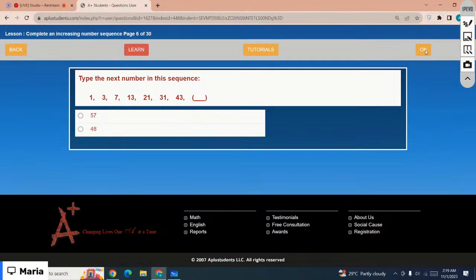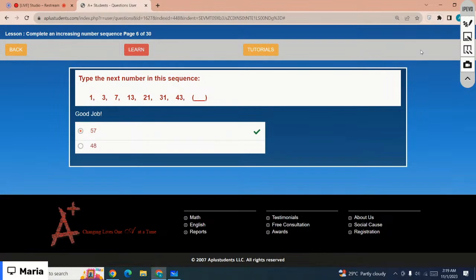Okay, the next one is type the next number in the sequence 1, 3, 7, 13, 21, 31, 43. Which is the next one? Very good. The next one in the sequence is 57. You have to add 14. So that makes 57.